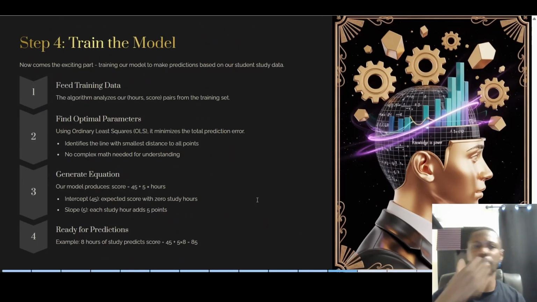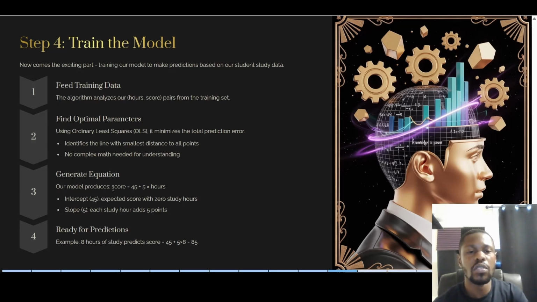Right, so step 4. First we would feed the training data. The algorithm analyzes our hour and score pairs from the training set. Find optimal parameters. Using ordinary least squares, OLS, it will minimize the total prediction error. Again, we'll get into this in more detail. So we'll identify the line with the smallest distance to all points, and no complex math is needed for understanding, so don't worry.